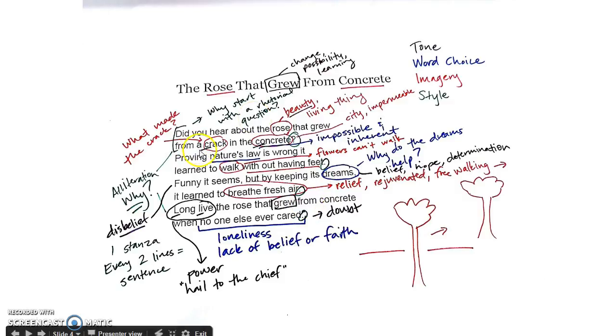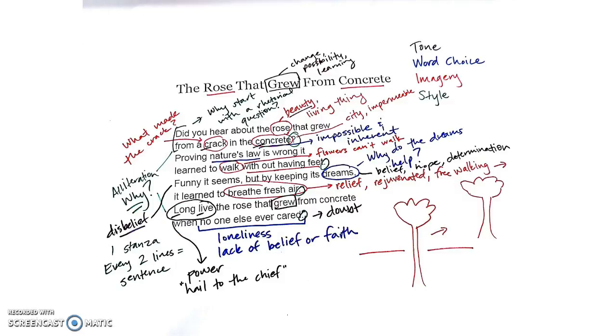And then I noticed there was also some alliteration, meaning similar sounds repeated. The second line says, "from a crack in the concrete." There's a repeated C there, just trying to make that stand out to us. I just wondered why. Also at the end, "long live." It brings our attention right there as a reader because we're hearing the same sounds over and over.